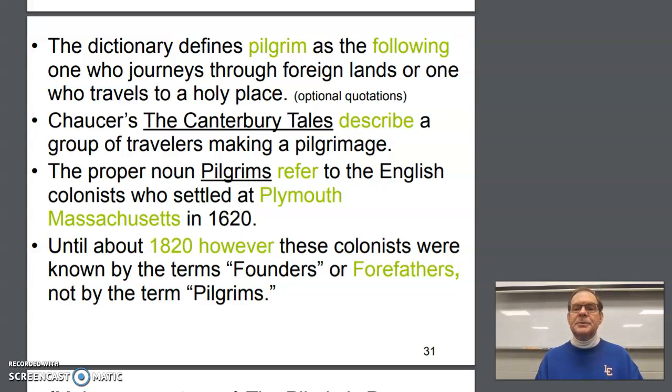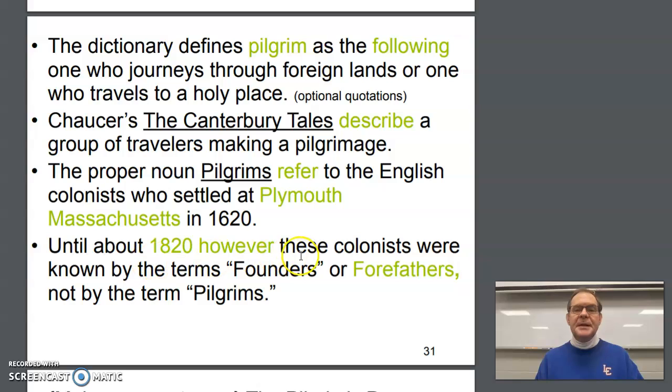What does the noun pilgrims do? Refers, R-E-F-E-R-S, to the English colonists who settled at Plymouth, Massachusetts in 1620. We're used to putting a comma here between the city and the state, but if you have more words following, you also are supposed to put a comma after the state.